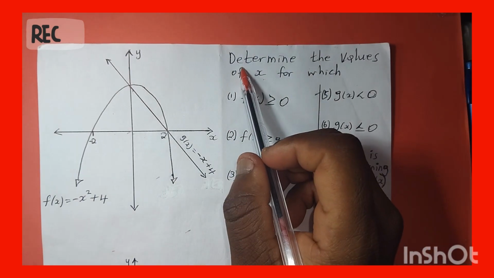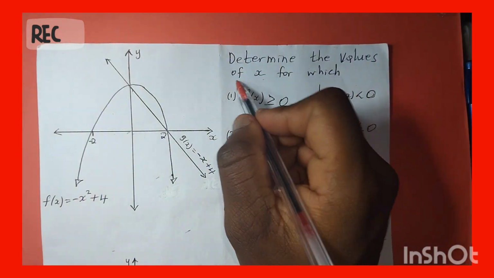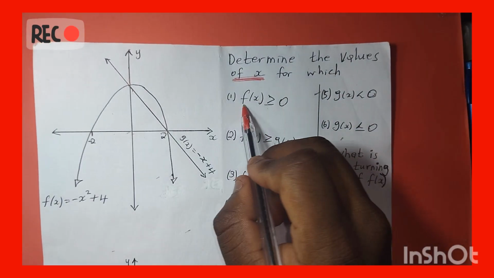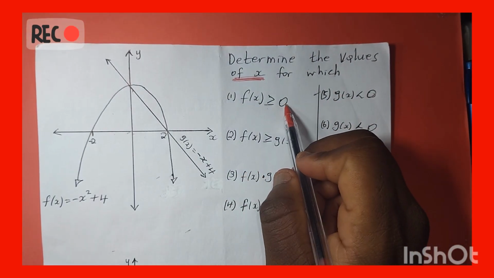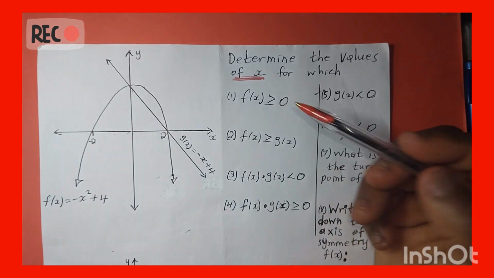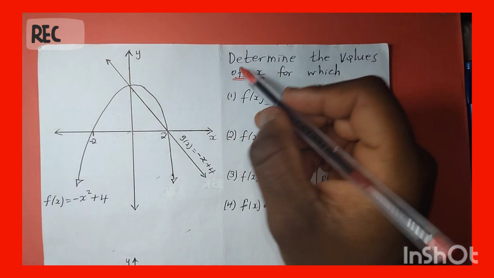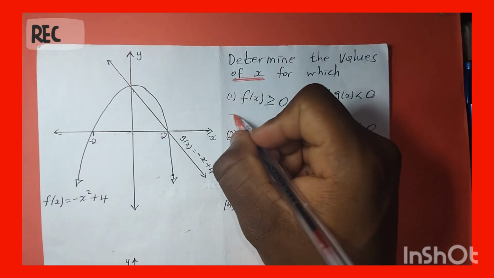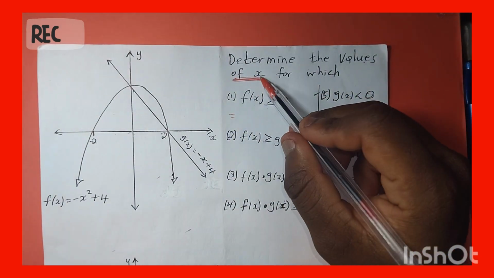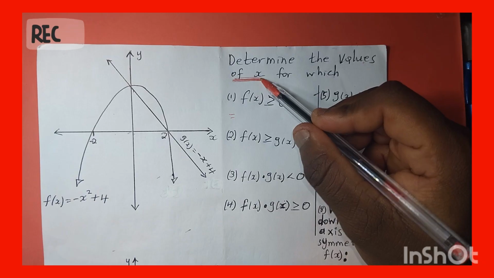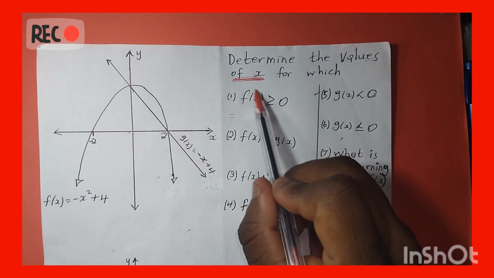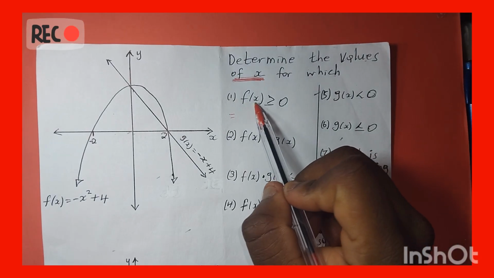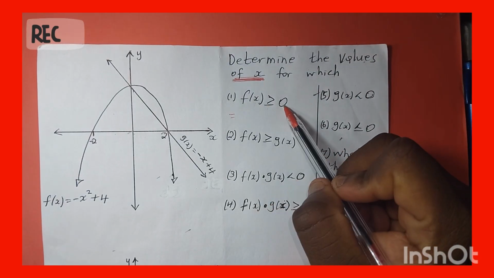Imagine yourself, guys, you come across something like this in a test. The question says, determine the values of x for which the graph of f of x is greater than 0. First of all, you should understand the question. They say determine the values of x, meaning your conclusion should be based on x values. But now they want you to check the x values for which g of x is greater than 0.